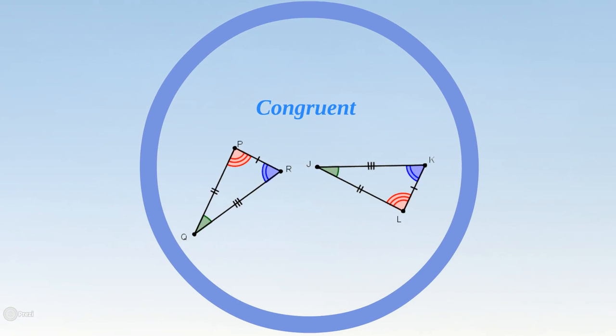The easiest way to define congruent figures is to say that congruent figures are exactly the same shape and size. However, in geometry, congruent figures have corresponding angles that are equal and corresponding sides that are also equal.